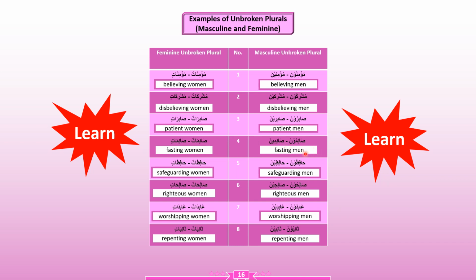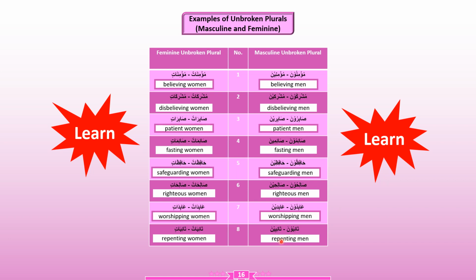Sa'imuna, sa'imina, fasting men, sa'imatun, sa'imatin, fasting women. Hafidhuna, hafidhina, safeguarding men, or we could say protectors or protecting men. Hafidhatun, hafidhatin, safeguarding women, protecting women, or we could just say protectors. Salihuna, salihina, righteous men. Salihatun, salihatin, righteous women. Abiduna, abidina, worshipping men, or male worshippers. Abidatun, abidatin, female worshippers or worshipping women.